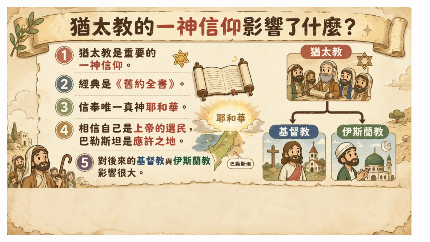The most important idea here is monotheism, the belief in one God. Judaism teaches belief in the one true God, Yahweh, and its scripture is the Hebrew Bible, which later became the Old Testament in Christianity. The slide also shows that the Hebrews believed they were God's chosen people, and that Palestine was the promised land. Most importantly, Judaism had a strong influence on two later religions, Christianity and Islam. So one religion from ancient West Asia shaped a very large part of world history.